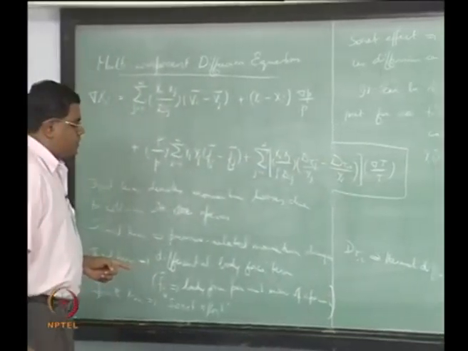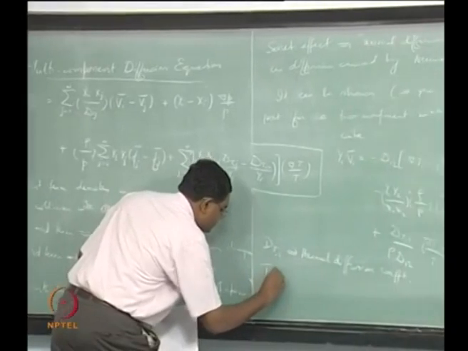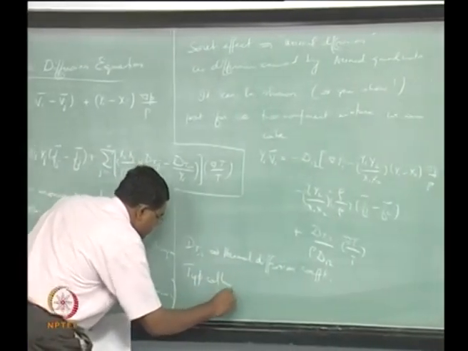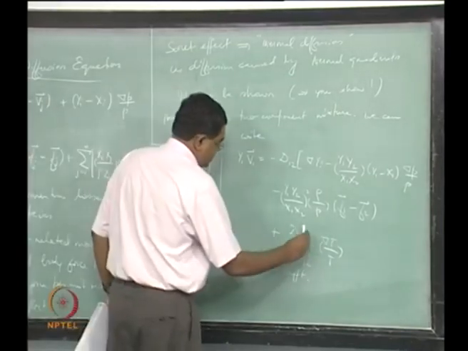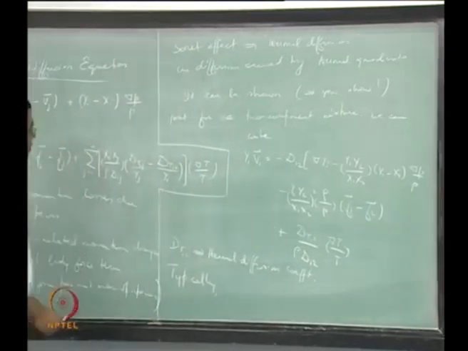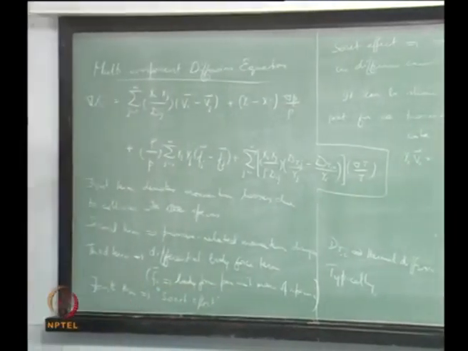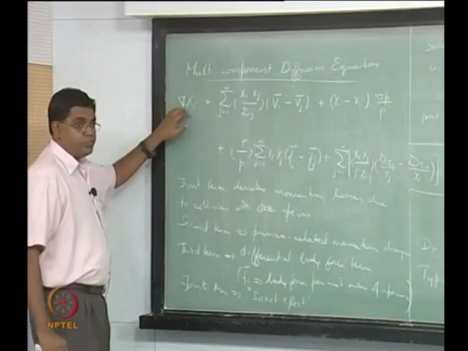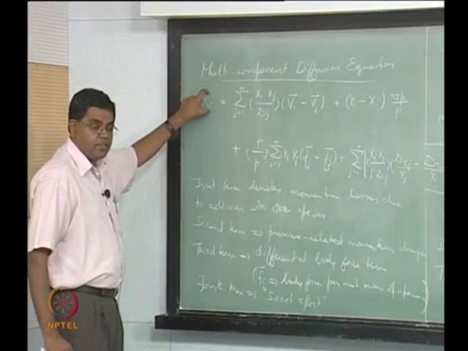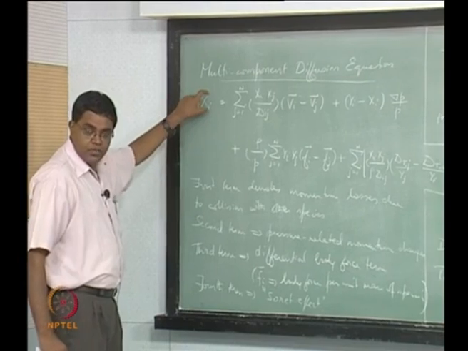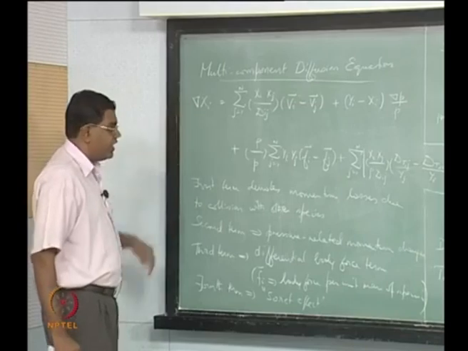Now typically, let's just look at the units of this equation here. You're looking at gradient of x. x doesn't have any units, it's a mole fraction. So gradient will have like 1 over meter kind of thing, so you're looking at 1 over length kind of units.